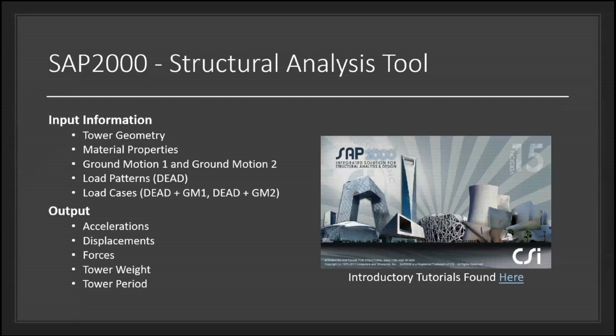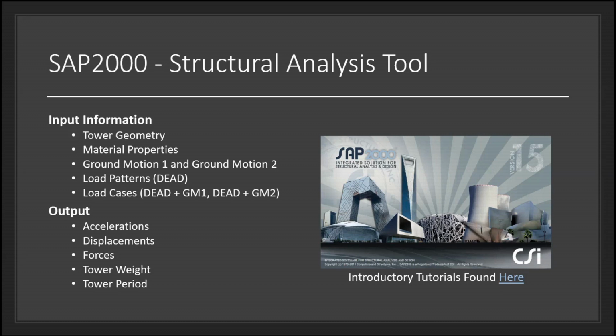And also you need to define some load patterns. For example, the dead load, which is representative of the gravity or self-weight of the tower itself. And then you can define load cases in SAP 2000 or combinations as well. So when we actually test the tower in real life under the ground motions, obviously gravity is acting on the tower at the same time. So that's represented in the load case of the dead plus GM1. And the same thing applies for the second ground motion.